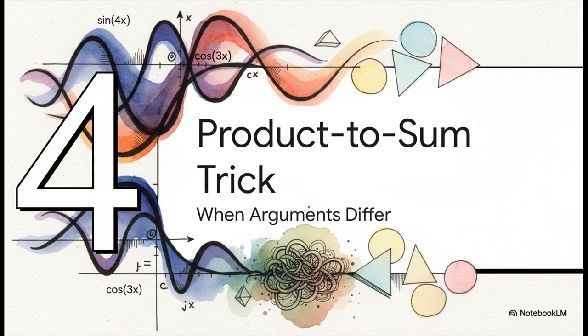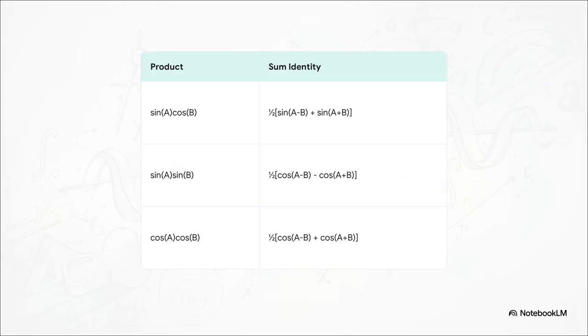All right, but what about those weird ones? What happens when our power-based strategies just don't apply at all? This usually pops up when you're integrating a product, something like sine 4x times cos 3x, where the angles inside, the arguments, are different. For this, we need a totally different play from our book. And that play is using the product to sum identities.